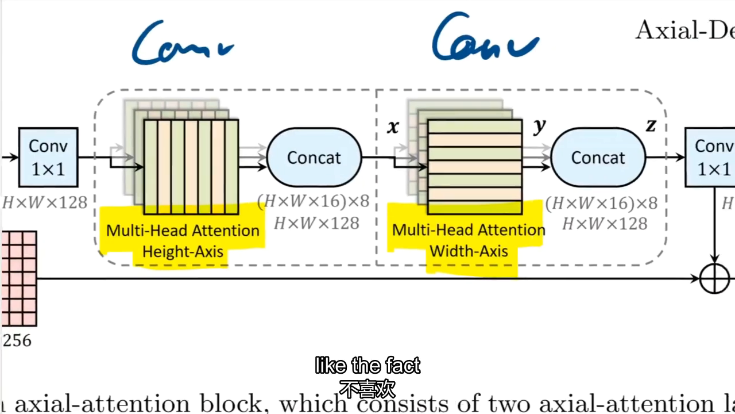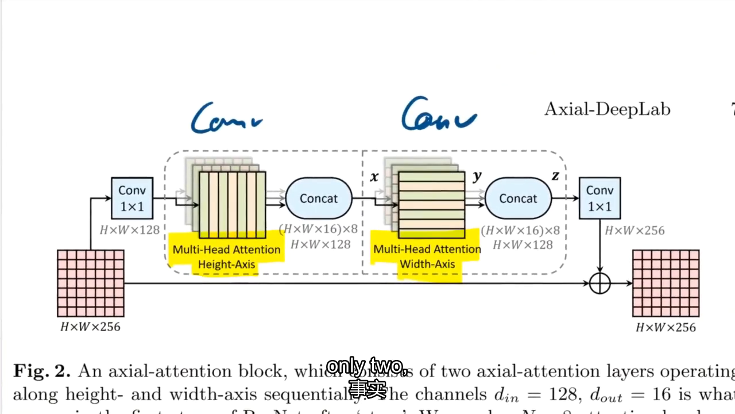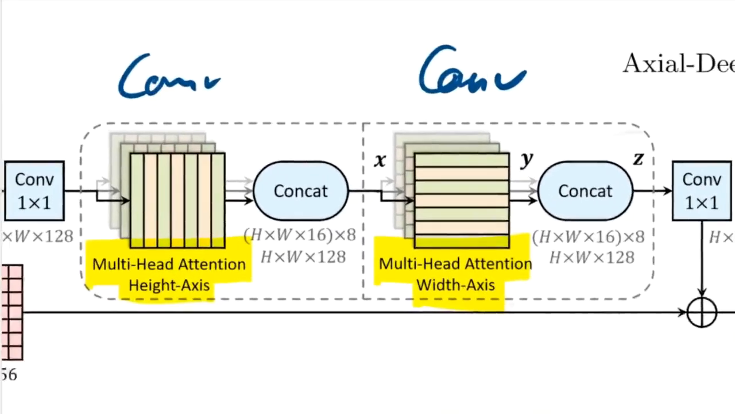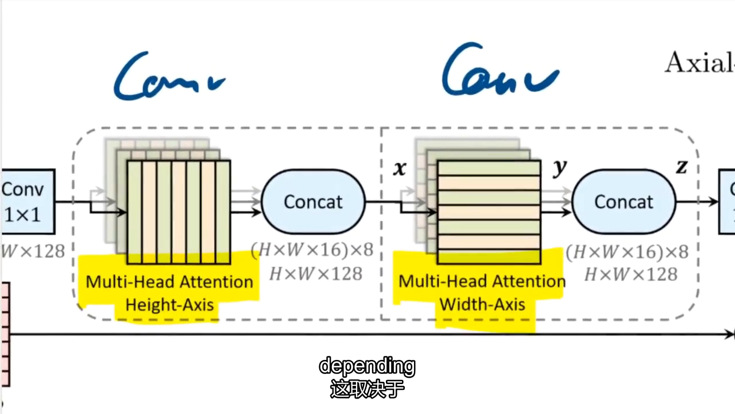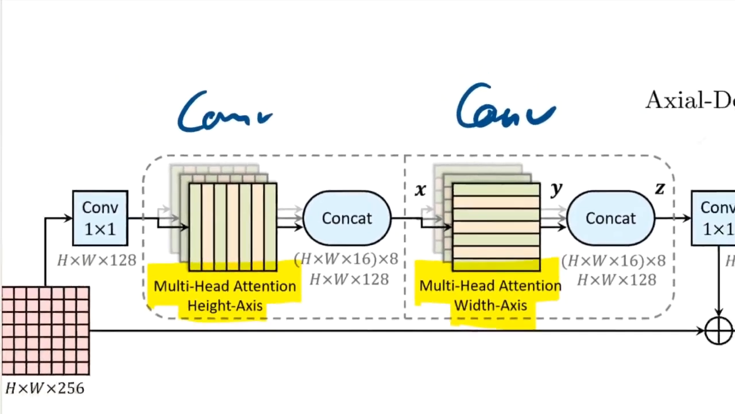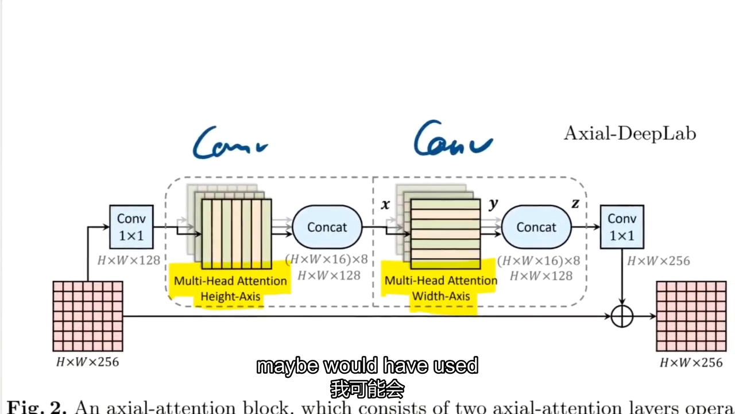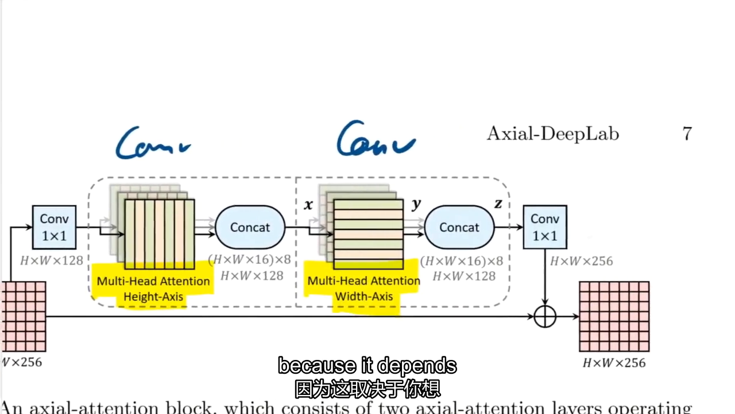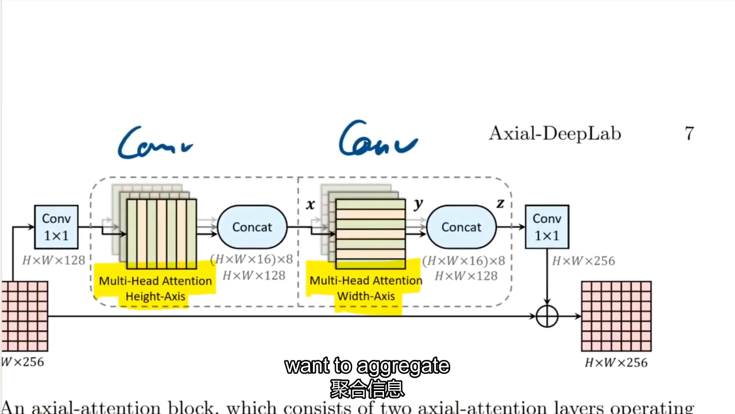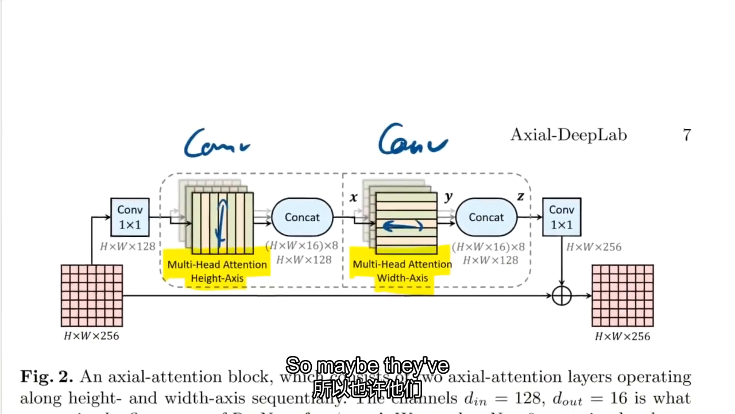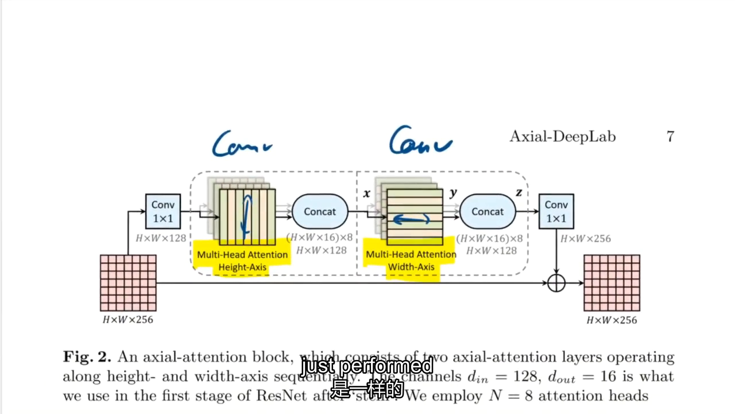I don't like the fact that there is only 2, because, I guess, this gives a significant bias to one or the other direction depending on the order that you do them in. If I had done this, I maybe would have used 3 of them, because it depends on how you want to aggregate information, right? Here, you train the network specifically to aggregate information first in this direction and then in this direction, which might work, and it'll give you that sending around information anywhere. So maybe they've actually tried and it just performed the same.